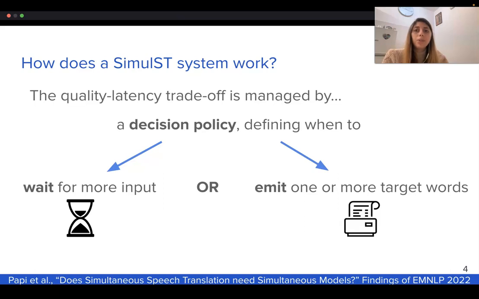And how does a simultaneous speech translation system work? The quality-latency trade-off is managed by a decision policy that defines whether to wait for more input or to emit one or more target words.